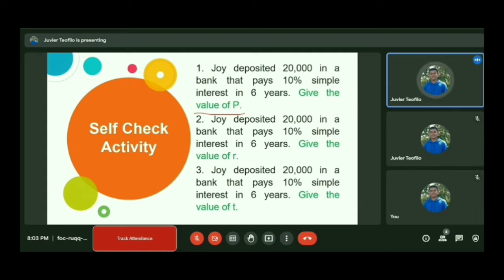If you're going to find the principal in a problem, just determine the deposited money, the invested money, or the borrowed money. Okay, understood? Very good. So let's have the second problem.